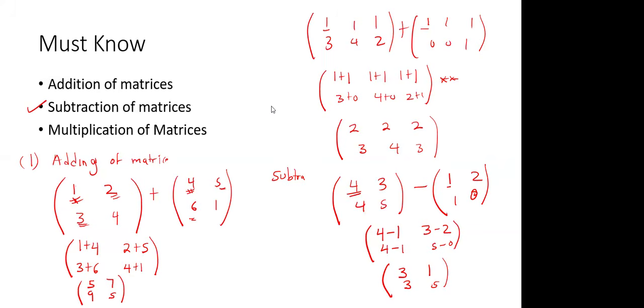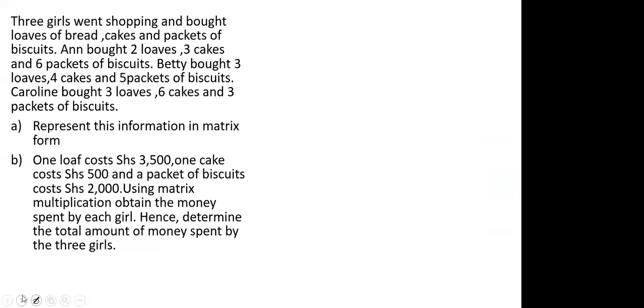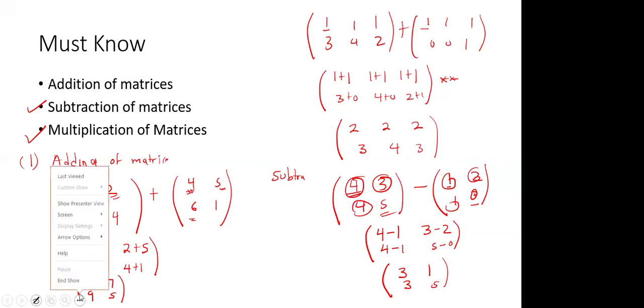Okay, so that is very important when it comes to subtraction. Subtract the entry and the corresponding entry. Entry and entry, entry and entry, entry and entry. So you look at the positioning of those entries. Now, number 3 is what we call the multiplication of matrices, and this one needs expectation when it comes to multiplication.